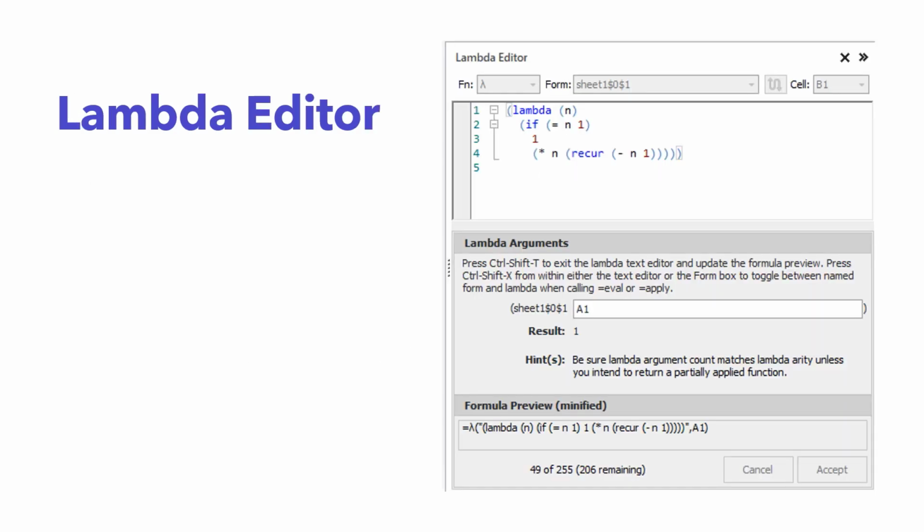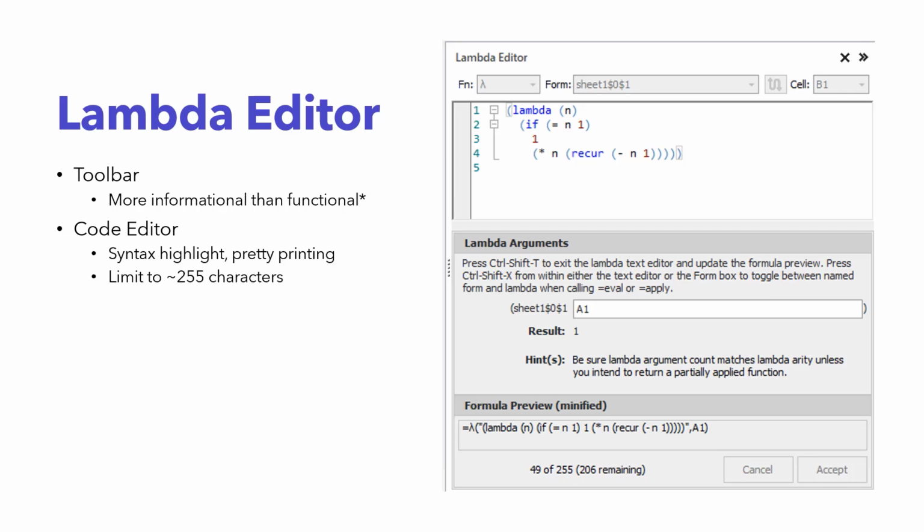Okay, the Lambda editor. Let's blaze through this. We have a toolbar, which at this point is a little bit more informational than functional. It kind of tells you where you are more than anything. The asterisk is that we have that little swap button, which we will get into in the next video, and the reasons for that. We have a code editor where you can deal with writing scheme code in a nice, pretty-printing, color-coded way. It has a limit of around 255 characters. This is imposed by Excel, but it will, in practice, not really impede anything we want to do. As we get into more advanced topics, you'll see why.